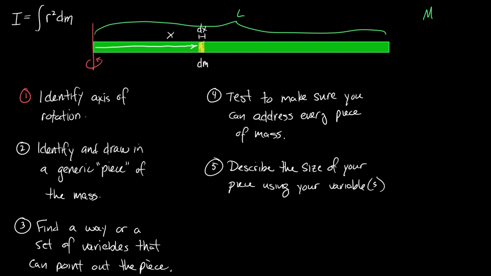So if the thing was two-dimensional, we might describe an area, and that might be its length, dx, times its width, dy. You see what I'm saying? So for each shape, it will depend on whether it's one-dimensional, two-dimensional, or three-dimensional. We're only going to do one- and two-dimensional problems.